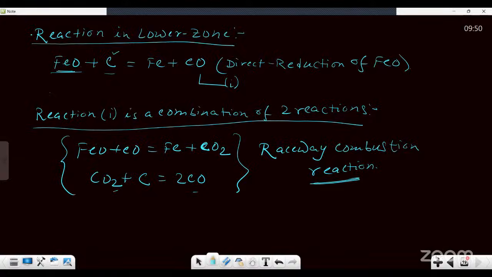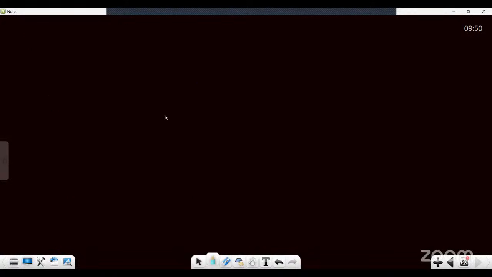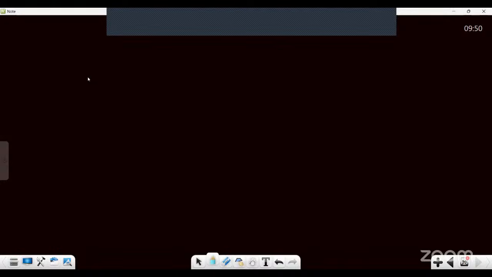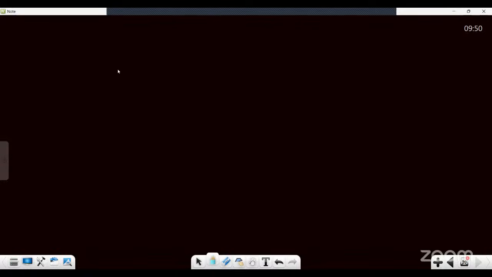Now, let us move forward. So the raceway combustion reaction we have done. Now, direct reduction of oxides. Now when different oxides are there, like P2O5 and SiO2, they are all the gangue materials, right? These gangue materials will also get reduced when they come in contact with the coke. So let us understand how.